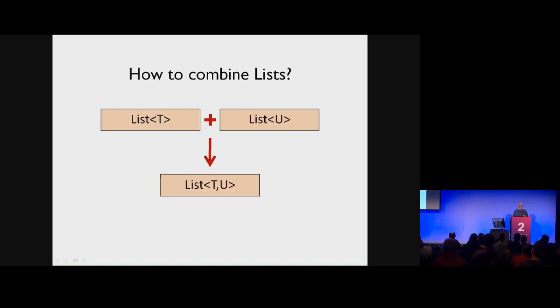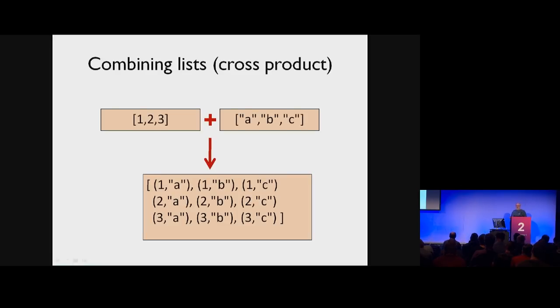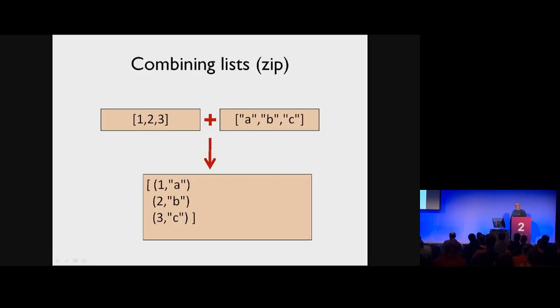Now, what about lists? If we combine two lists and we create a pair of items from each list, how do we do that? Well, it turns out there's actually two different ways. One is the cross product. So if I have 1, 2, 3, and A, B, C, I can pair each one with every other one. So 1A, 1B and 1C, and 2A and 2B and 2C, and so on. So there's 9 possible answers. The other alternative is zip. When you zip two lists together, you just take them pairwise, first one and the first one, 1A and 2B and 3C. So there's two different ways of combining lists.